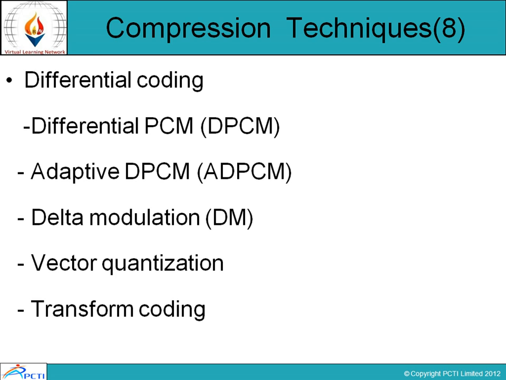And the last term is transform coding. When we consider PCM data, we are in fact looking at a signal in the time domain. With transform coding, the signal is transformed to its representation in another domain in which it can be compressed better than in its original form.